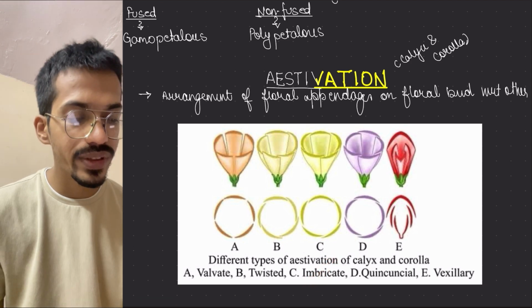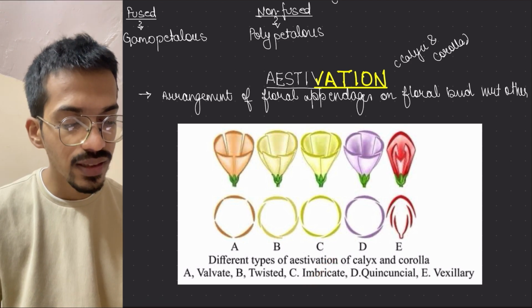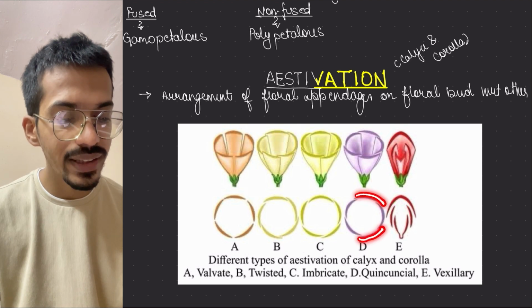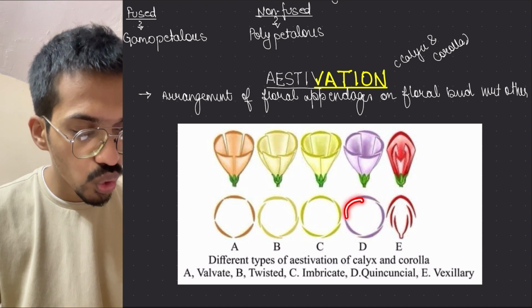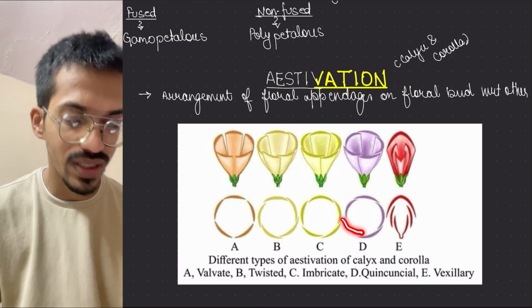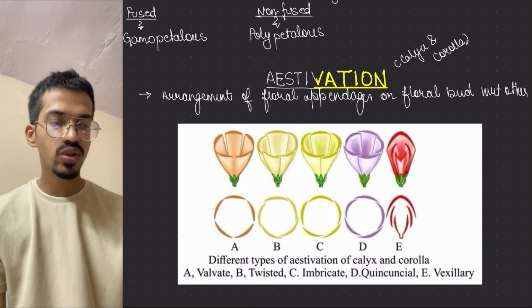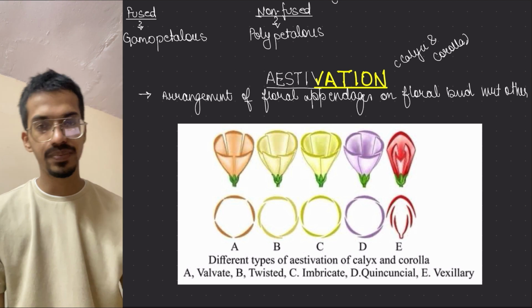Then in this case, if you see what happened, two of them are outside, two of them are inside, and one is twisted. So this is what is called quincuncial.